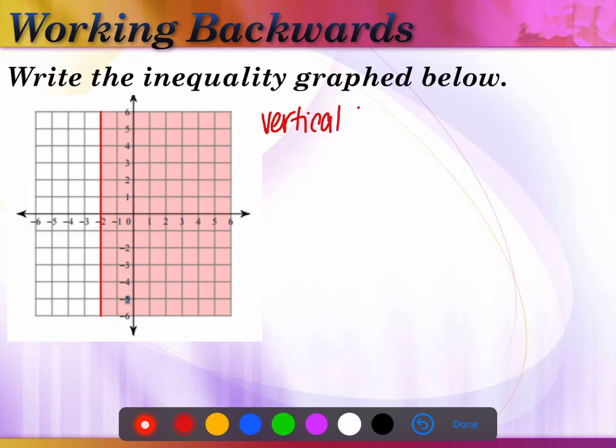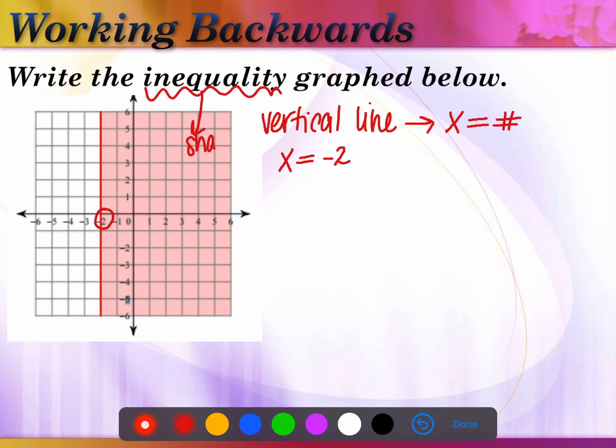All right, so I see that this is a vertical line. And hopefully we know that a vertical line has the equation of x equals a number. I can see this goes through -2. So as a starting point, I can say that this is x equals -2. Now I know this has to be an inequality, because there's shading. But these are just some working notes here.